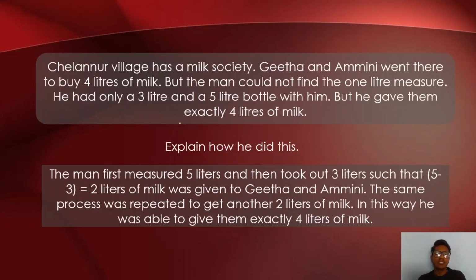The second answer can be possible that first he collected 10 liters. With the help of the 5 liter bottle, he collected 10 liters. He used the 5 liter bottle 2 times, so the total will be 10 liters. Now from that 10 liters, he removed 6 liters by using the 3 liter bottle. From 10 liters, he first removed 3 liters, so the remaining milk will be 7, right? And from that again he removed 3 liters of milk, so the remaining will be 4 liters. So in this type of question, many types of answers are possible.